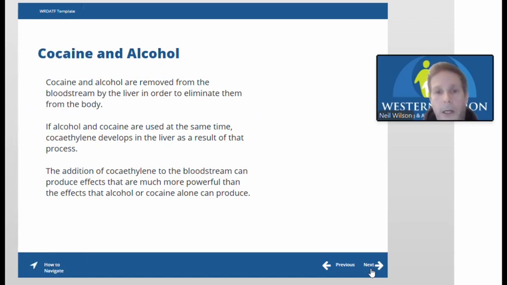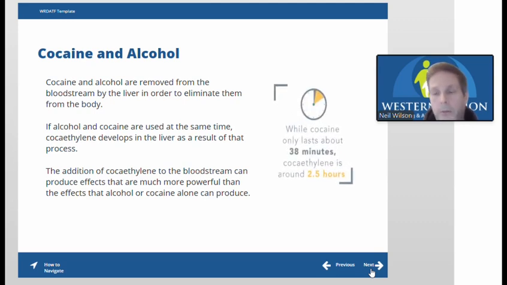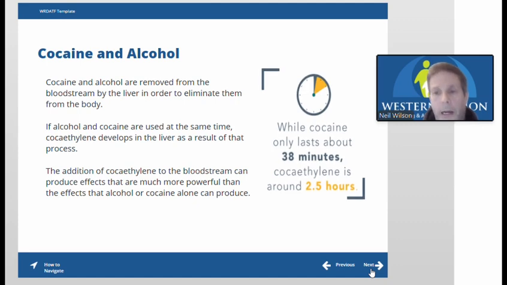Cocaine and alcohol is a particular problem because in the liver cocaethylene is produced. This sticks around in the body much longer and is much more powerful than either cocaine or alcohol by themselves.